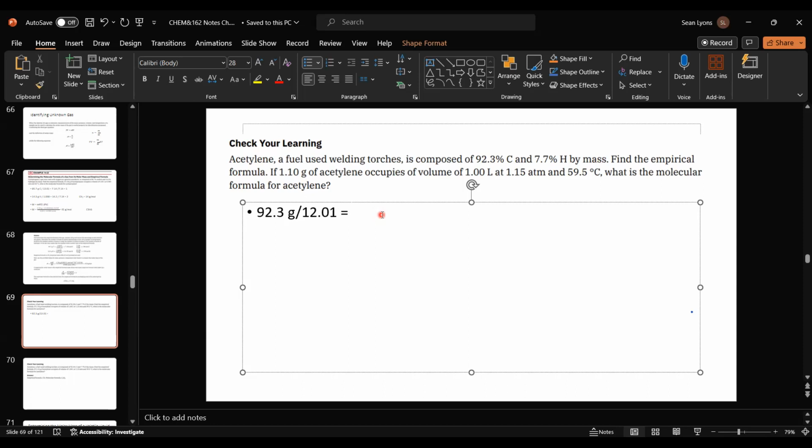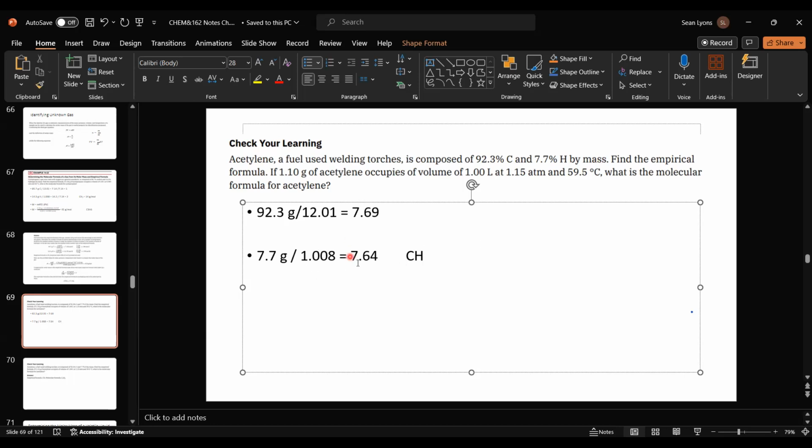And that will give us a value of 7.69. And then for the hydrogen, 7.7 grams divided by 1.008 is going to give us 7.6. So in this case, it's just going to wind up being an empirical formula of CH. You can see those numbers are essentially exactly the same.